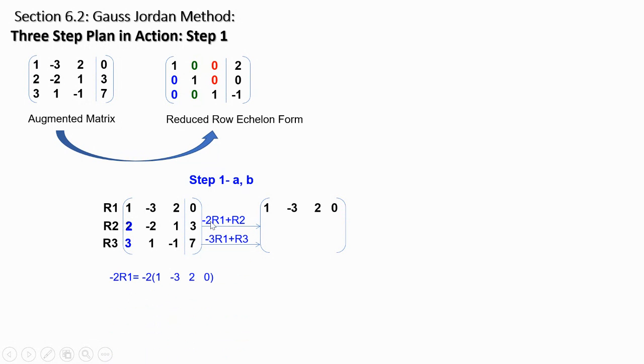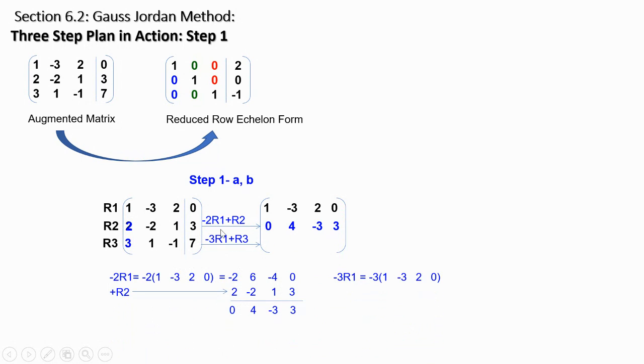So -2 row 1 is going to be -2 times the coefficients on row 1. So after I multiply -2 times 1, negative 3, 2, and 0, the result is negative 2, 6, negative 4, and 0. And then we're going to add it to row 2. So after we execute the operation, it's going to give us 0, 4, negative 3, and 3. So this becomes my new row 2.